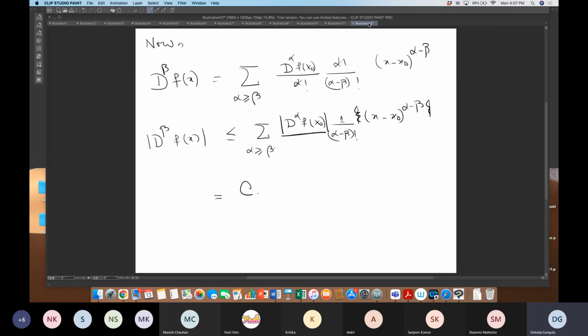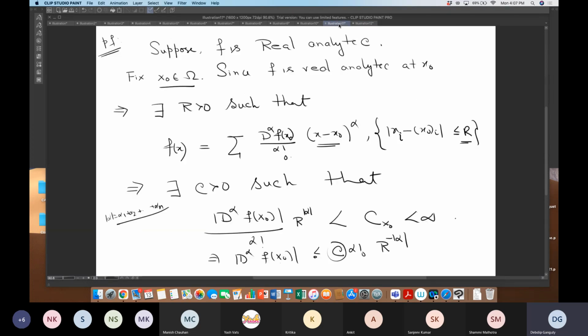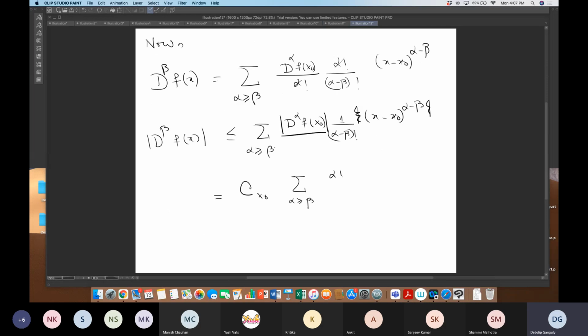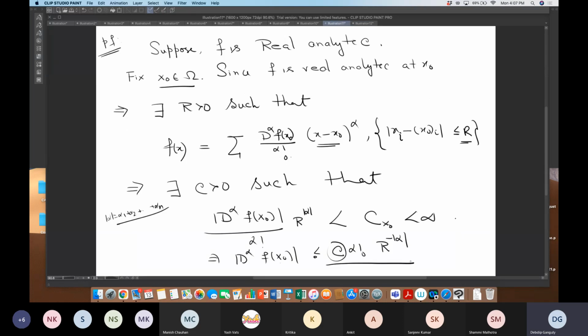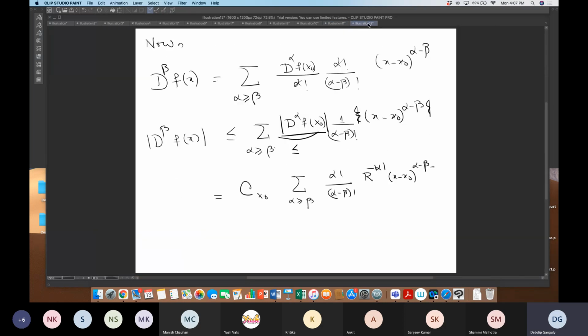We know this. So C at x naught times the summation over alpha greater than or equal to beta, and this alpha factorial comes from d alpha f(x naught). I am just plugging in this quantity: alpha factorial over alpha minus beta factorial, times R to the power mod alpha, times (x minus x naught) to the power alpha minus beta. I just substituted, and this is less than or equal to this quantity. That's it. Okay.